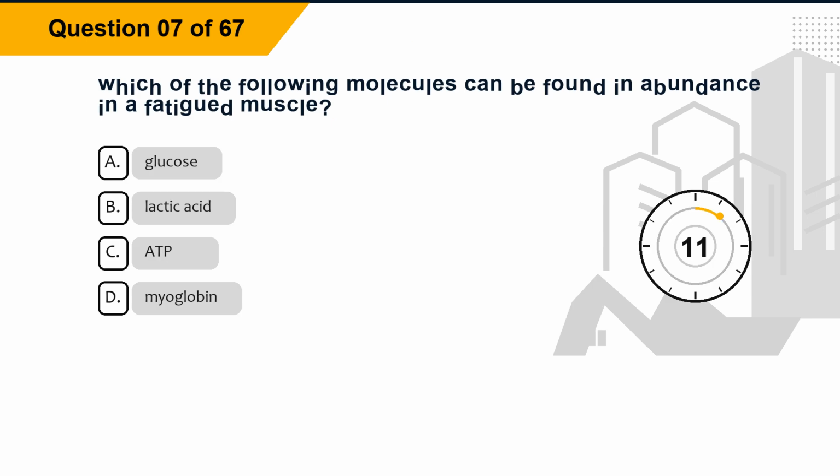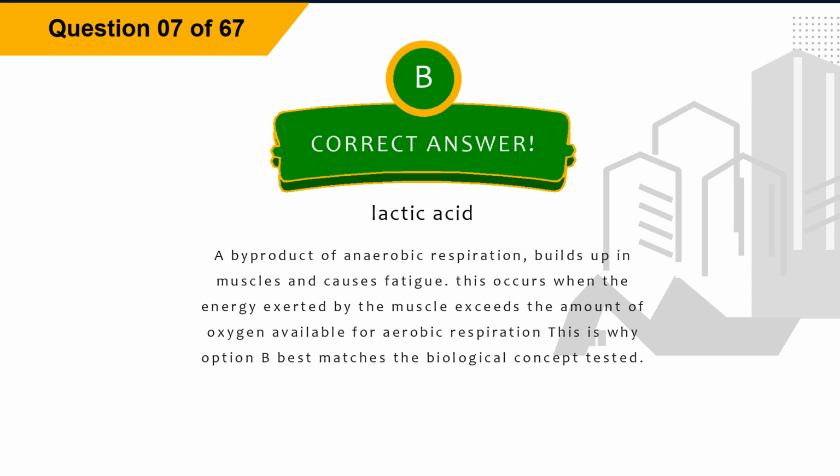Question 7. Which of the following molecules can be found in abundance in a fatigued muscle? Option A, glucose. Option B, lactic acid. Option C, ATP. Option D, myoglobin. The correct answer is option B, lactic acid.